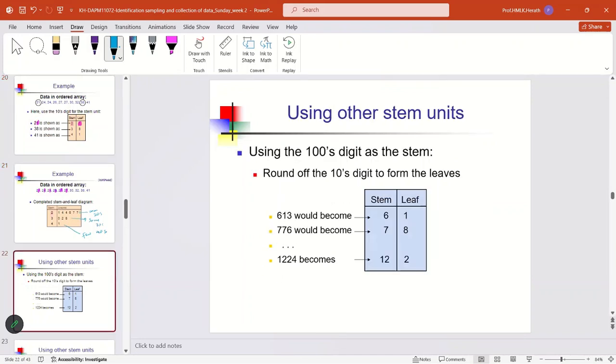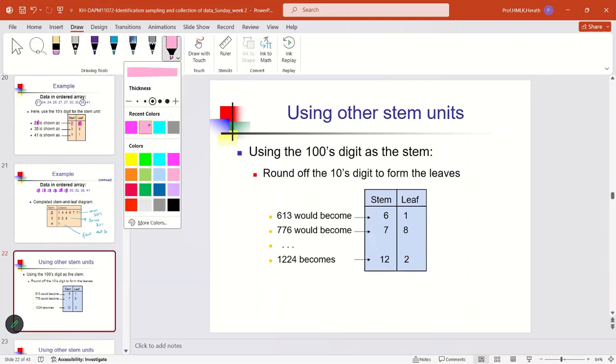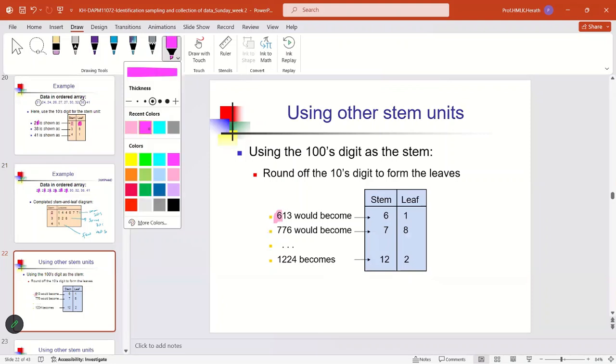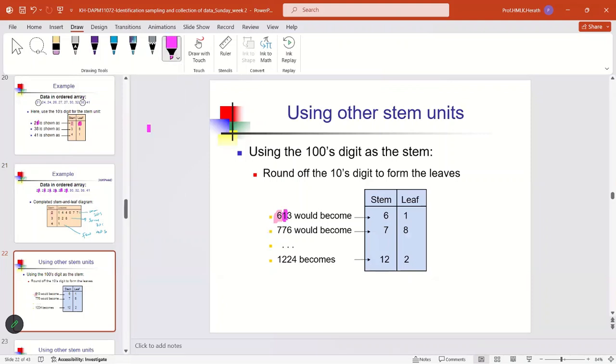So if we have big numbers, hundreds in this case, we have 100 as the leading digit, and tens as the trailing digit. And so we will curtail the rest of the data. We will lose the rest of the data in the stem and leaf diagram.